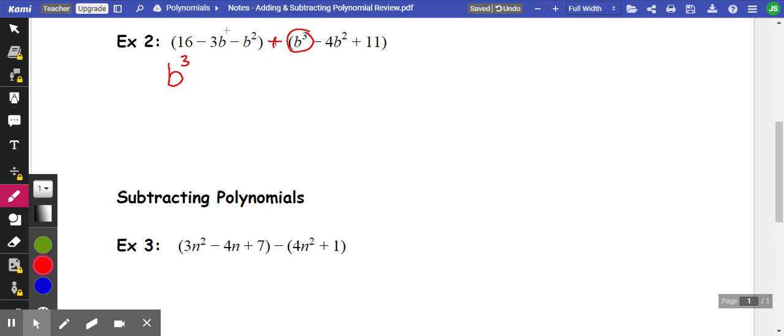So then in my next one, if I look at my next highest exponent, I've got my squareds. I have this negative b squared and here I have negative 4b squared. I'm going to put in that negative 1 just to help me out. So I'm adding negative 1 plus negative 4. Well, they're both negative, so I'm going to add them together. I don't have to worry about changing signs. 1 plus 4 would give me 5, so that's going to give me negative 5.